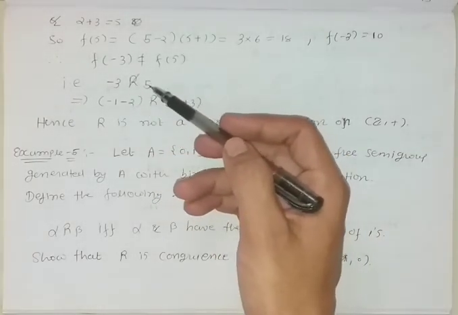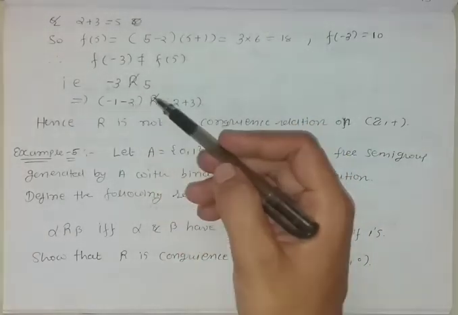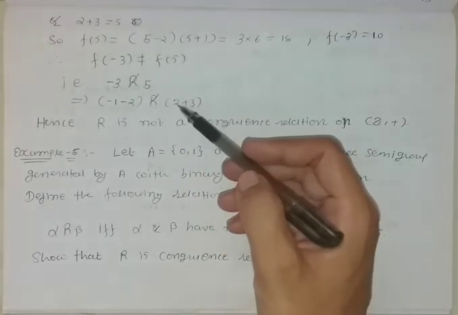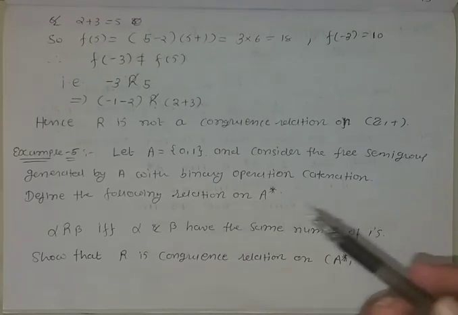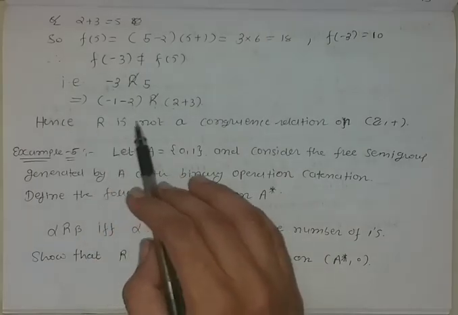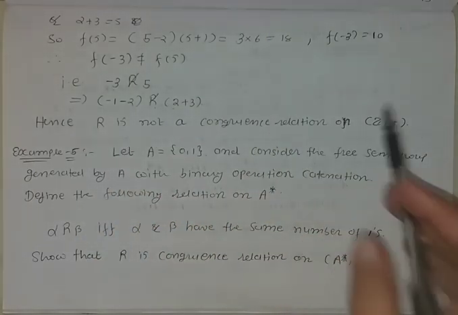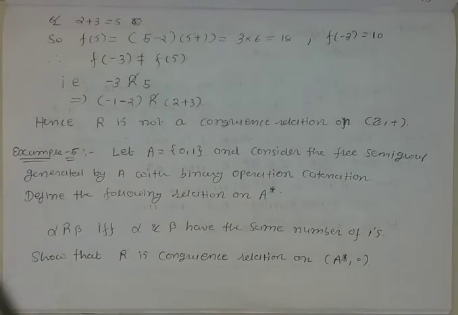-3 is not related with 5. So -1 -2 is not related with 2 plus 3. Okay, so इसकी वजह से हमारी सेकंड प्रॉपर्टी है वो सेटिस्फाइज नहीं हो रही है. So हम क्या बोल सकते हैं, hence R is not a congruence relation on Z plus because our second property is not satisfied.